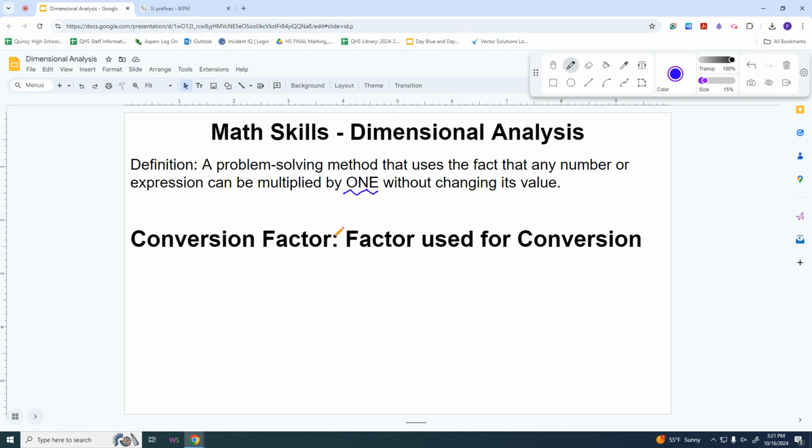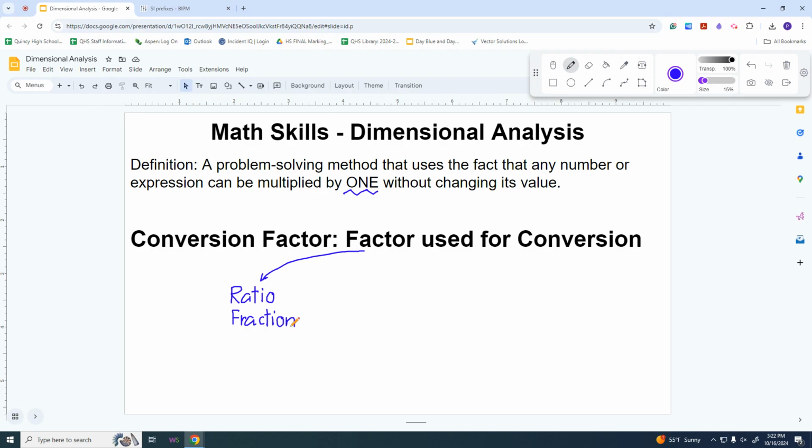What is the definition of conversion factor? It is the factor used for conversion. Okay, so your English teacher will like this definition. So when we use the word factor, what does the word factor mean? Factor means ratio. Okay, means fraction. So when we talk about the word ratio, fraction, you are going to have two parts.